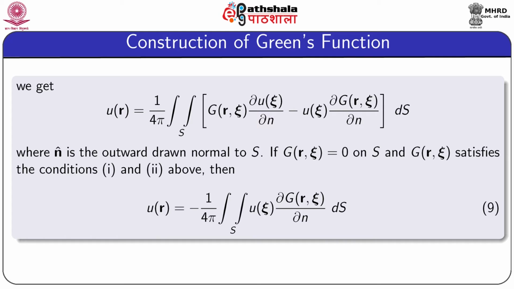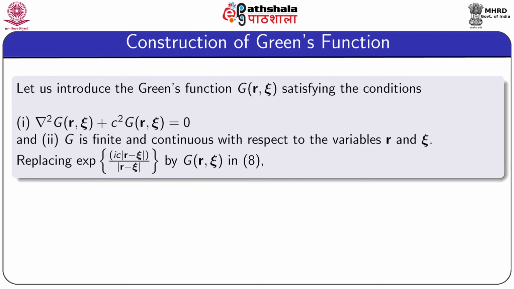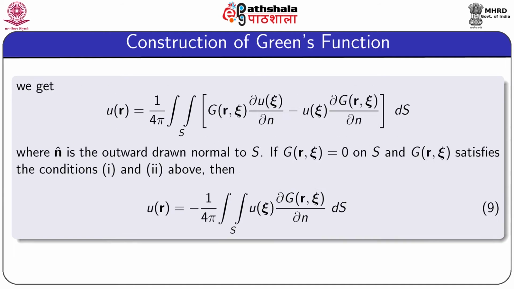So, with this choice of g, we obtain that g will satisfy the Helmholtz equation. G is finite and continuous with respect to the variables r and xi, and g is equal to 0 on the surface S. Therefore, g is the appropriate Green's function for the Helmholtz equation.